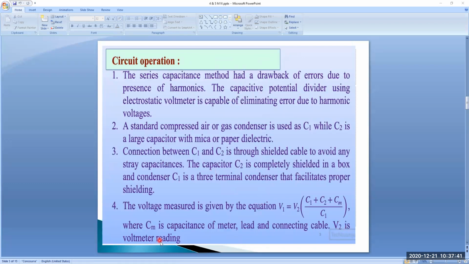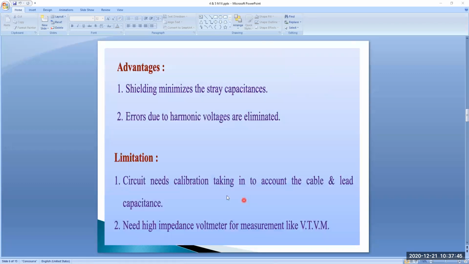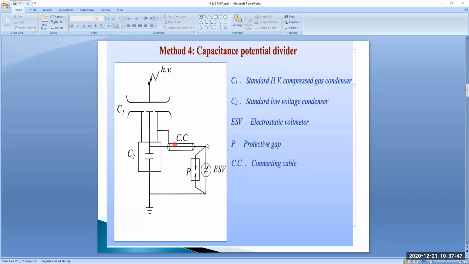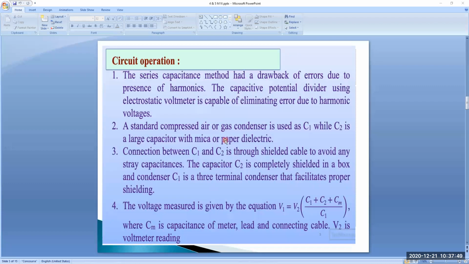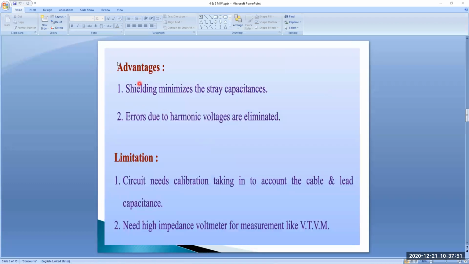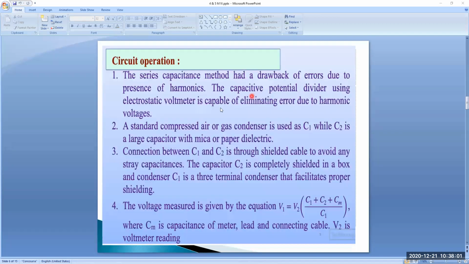So V2 is called the electrostatic voltmeter reading. Okay, so this is about the capacitance potential divider. Simple concept and advantages. First one, shielding minimizes the stray capacitances.